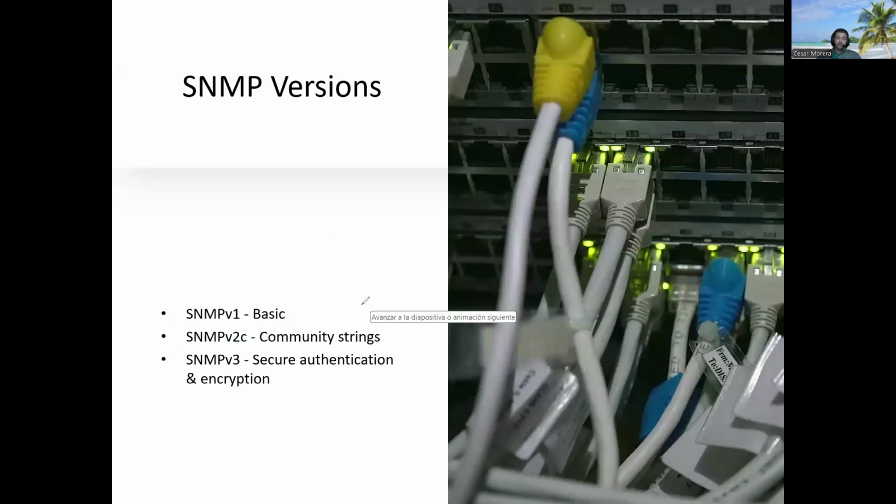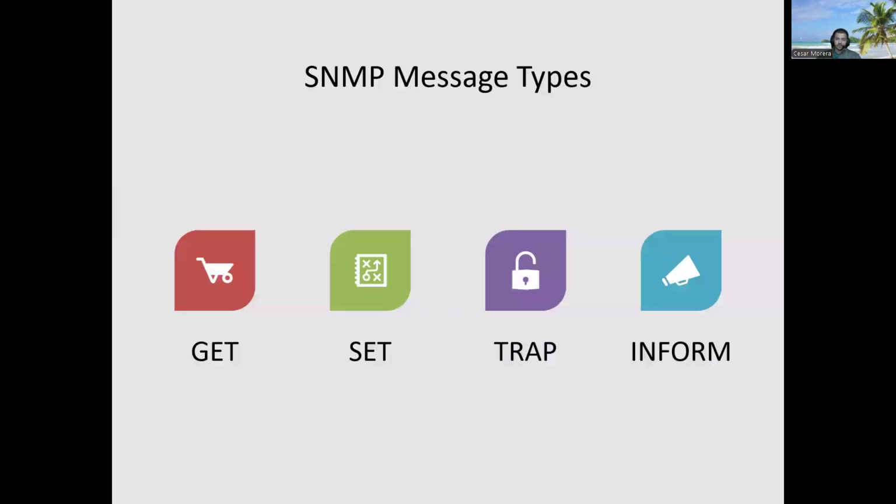Some of the versions that we have: SNMP version 1, the basic; SNMP version 2, the community strings; and SNMP v3, version 3, the secure authentication and encryption. Those are the SNMP versions that we currently have. Okay, let's continue learning about how we get these messages exactly.